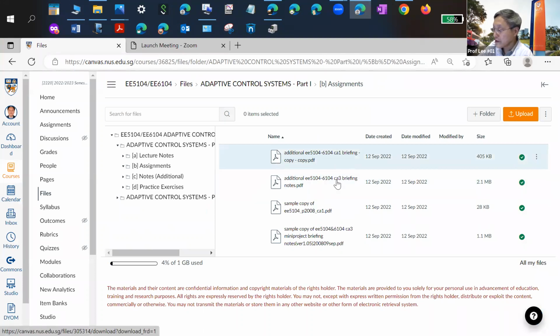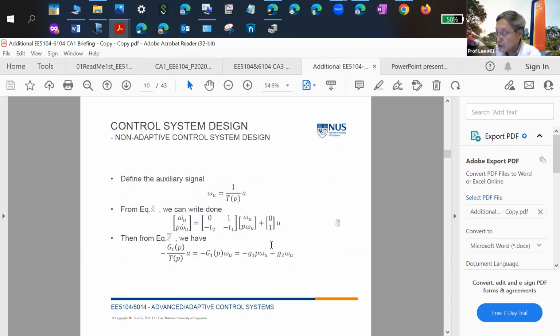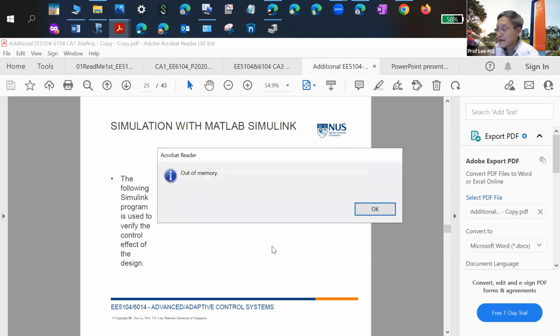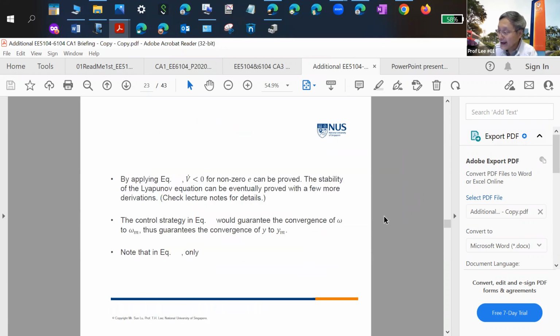Previously, under the old system Luminus, I would put the notes there. Don't read this straight away. Read this only after you've done the work. So here I just remind you down here. These ones are very, very detailed. This was more recent, not so long ago, when I asked one of my GAs at that time, Mr. Sun Lu, to write these things in detail. So this is very, very detailed for CA1, and you see Sun Lu has actually written out everything in detail in CA1, so that later on, out of memory. I don't know why, how come it can be like that?